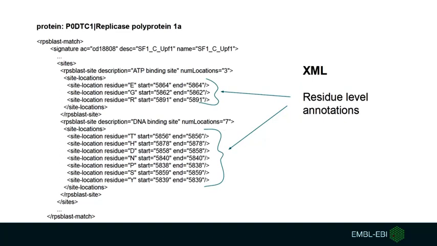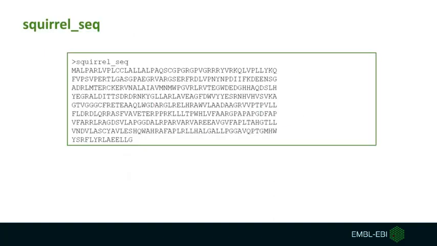One thing that InterProScan does is it provides a more granular level of annotation. So it provides residue level annotations. And if you look at the XML format for one of the proteins, it will give me the binding sites. So, for example, it has the ATP binding sites, and it gives me the positions of those sites, which is useful for some people who want to have a more fine-grained view of the results.